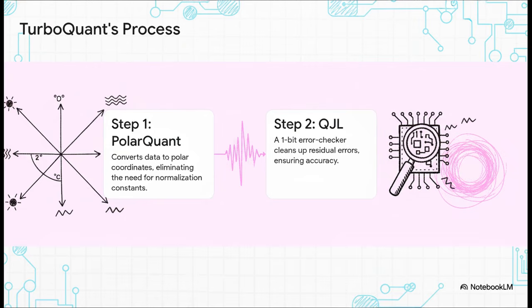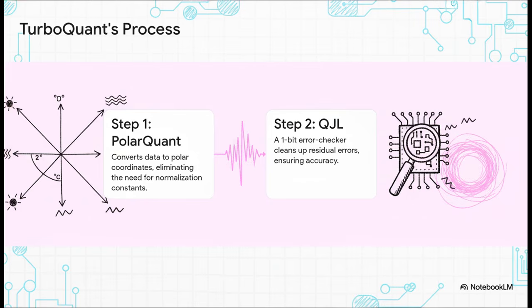It's so clever. Step 1 is called PolarQuant. So instead of storing data with standard coordinates, like go 3 miles east, then 4 miles north, it converts them to polar coordinates, something more like go 5 miles at a 37-degree angle. This little geometric trick creates a really predictable structure that completely eliminates the need for those normalization constants.